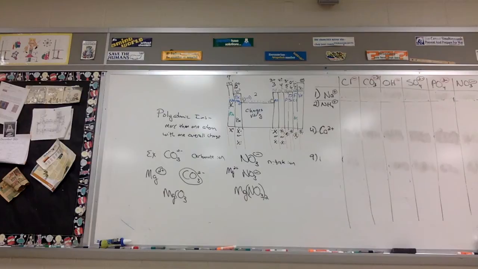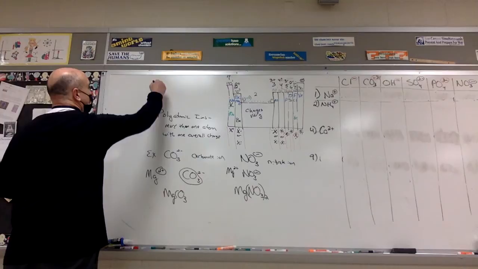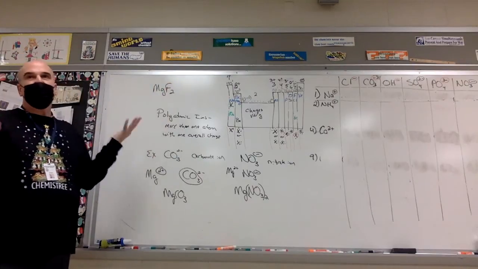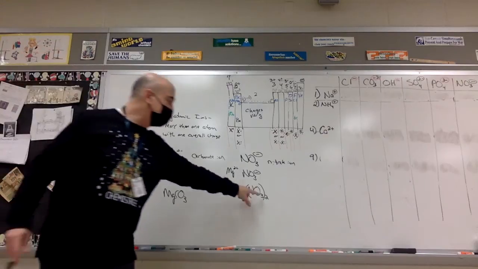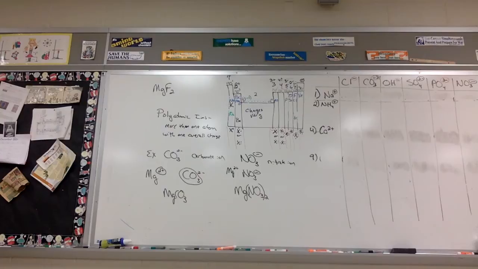For monatomic ions, we don't need parentheses. Like when we did MgF2, I didn't have to put F in parentheses because it is only a single atom. We only need the parentheses for the polyatomic ones when we need more than one. Does that make sense?